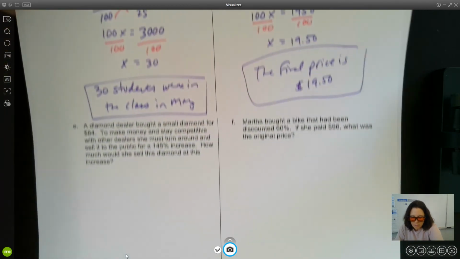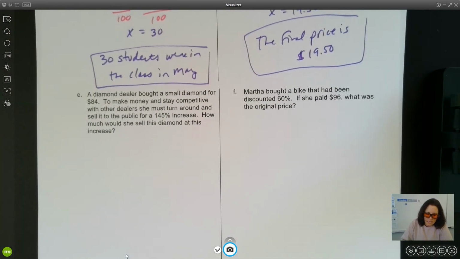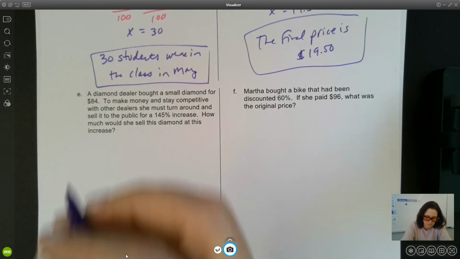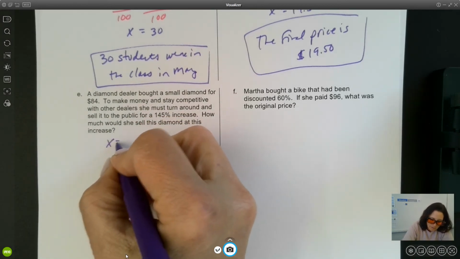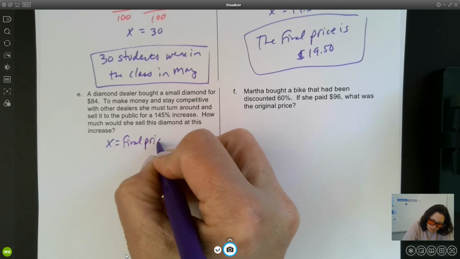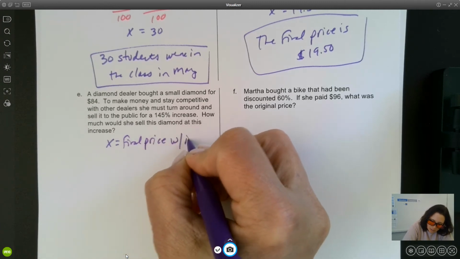Okay, a diamond dealer bought a small diamond for $84. To make money and stay competitive with the other dealers, she must turn around and sell it to the public for a 145% increase. How much would she sell this diamond at this increase? So we're looking for the final price, aren't we? Final price of diamond with increase.